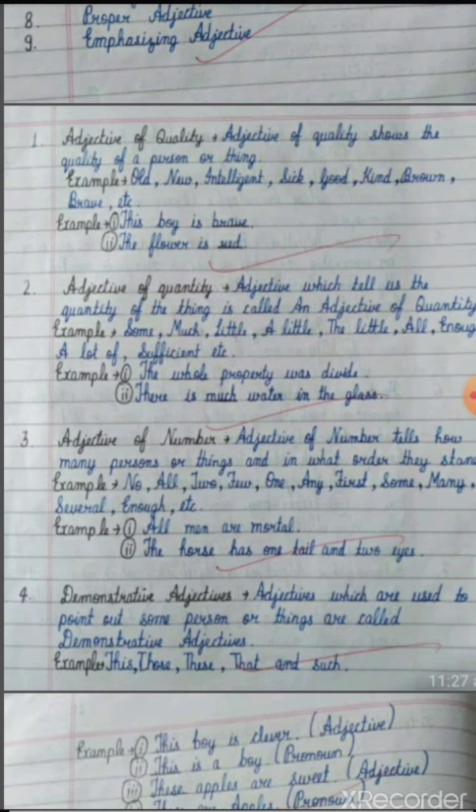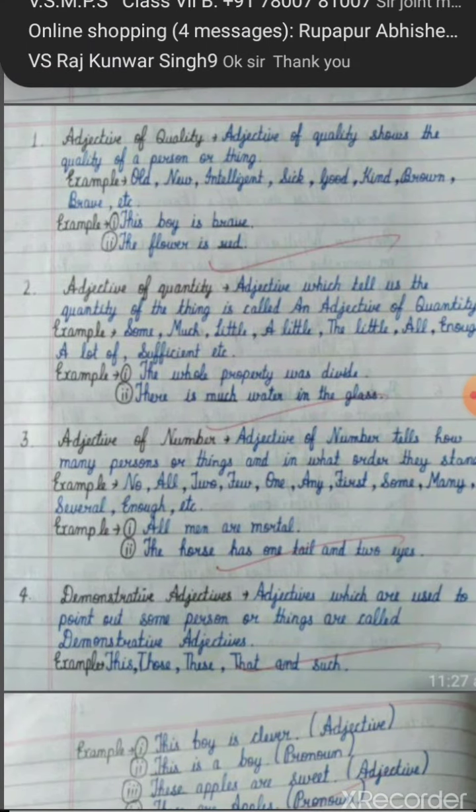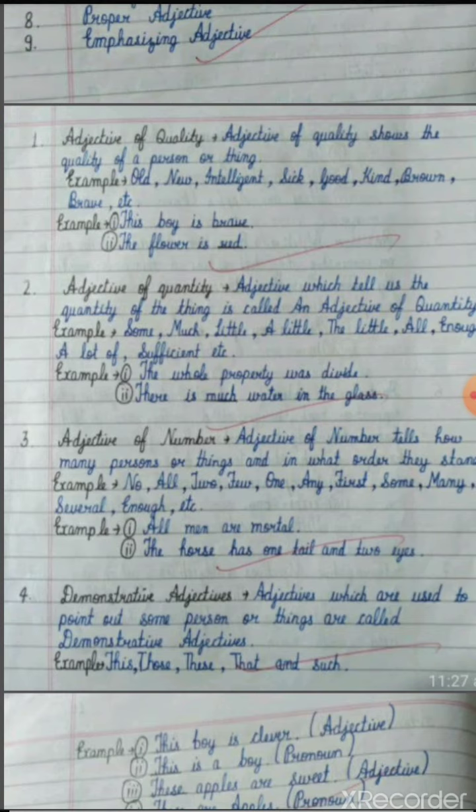Adjective of quality, as we know, tells what qualities he has, she has, or it has. Adjective of quality shows the quality of a person or a thing, such as old, new, intelligent, sick, good, kind, brown, brave, etc. Example: this boy is brave. Who is brave here? This boy is brave. So brave is a qualifying word. It tells about the quality of the boy, so brave is an adjective of quality.